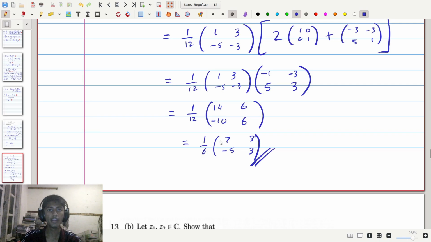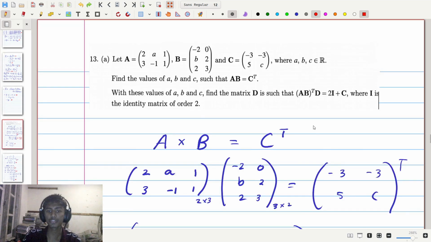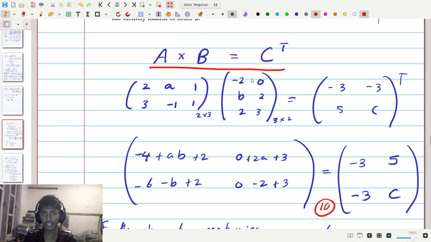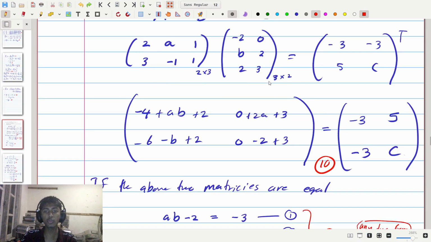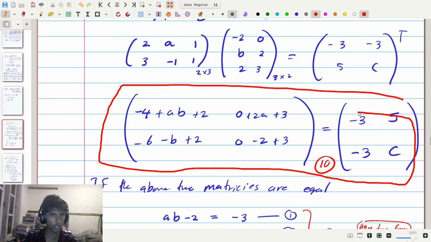Now finally, let's go up and discuss the marks overall for this question. So at the start of the question, when you take this matrix equation, substitute in the matrices and simplify for multiplying these two like so to get this side, and then taking the transpose of this to get this side and equating them like this, you get 10 total marks.